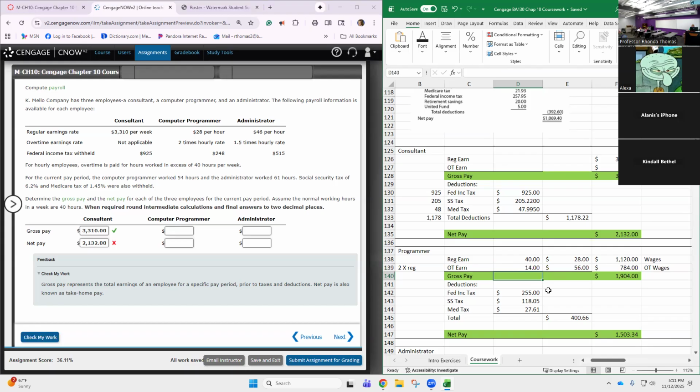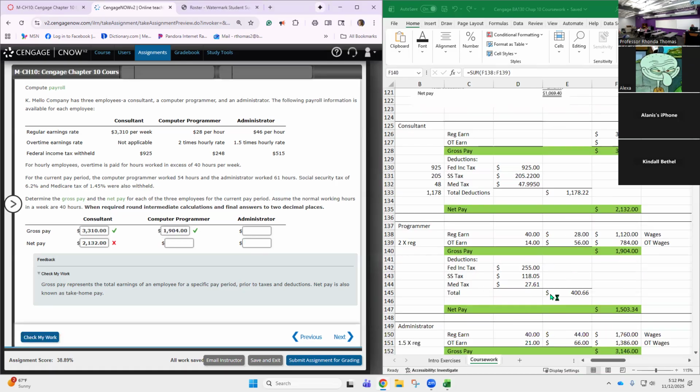The programmer worked 54 hours, so he's got 14 hours of overtime beyond 40, right? And 28 times 2 is 56 for overtime wages. So 14 times 56 is 784. Let me put in the gross wages and see if I'm right. Hopefully so. Okay, so I'm feeling better about gross wages.